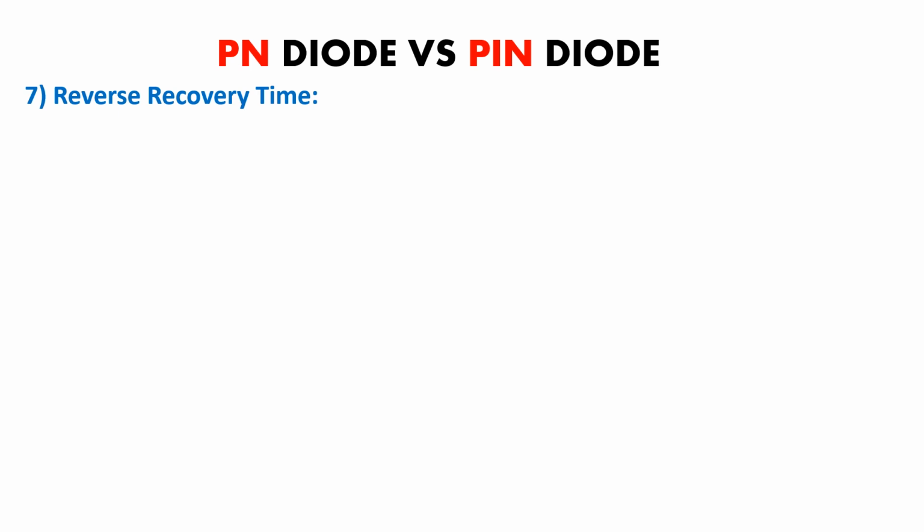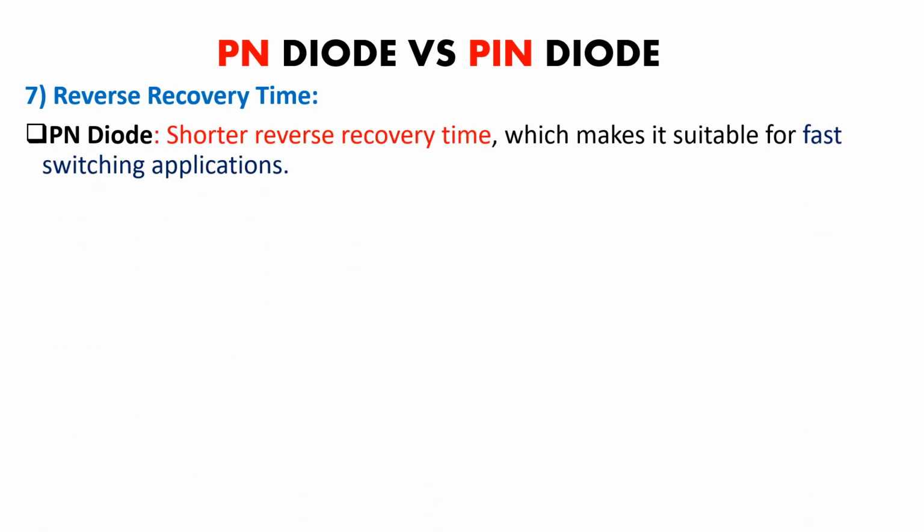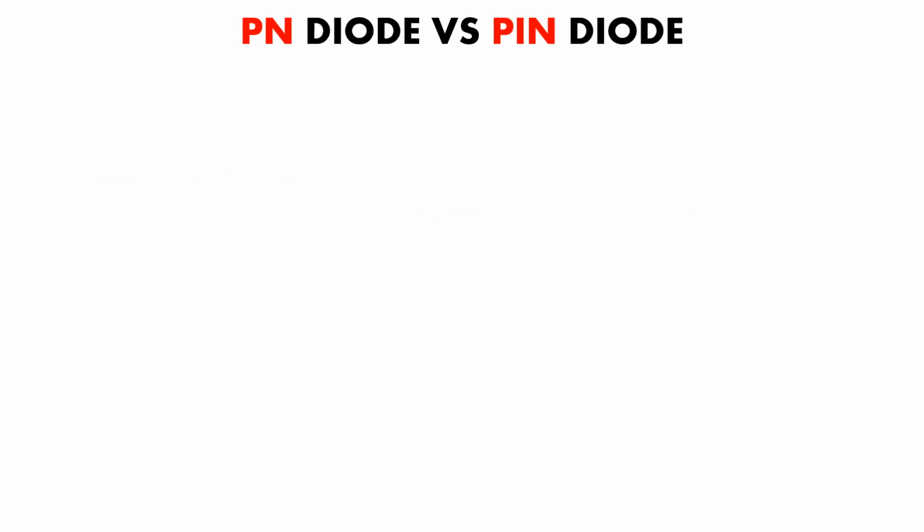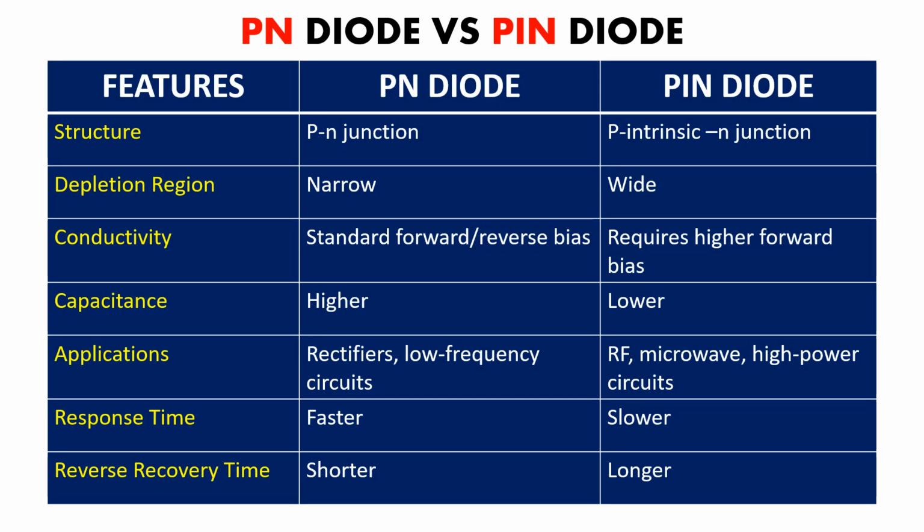Reverse recovery time. PN diode has a shorter reverse recovery time, which makes it suitable for fast switching applications. But PIN diode has a longer reverse recovery time due to the intrinsic layer storing more charge. This is all about the PN diode versus PIN diode. Now let's make a summary.